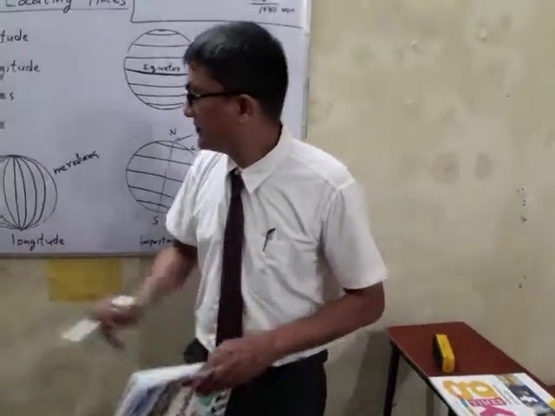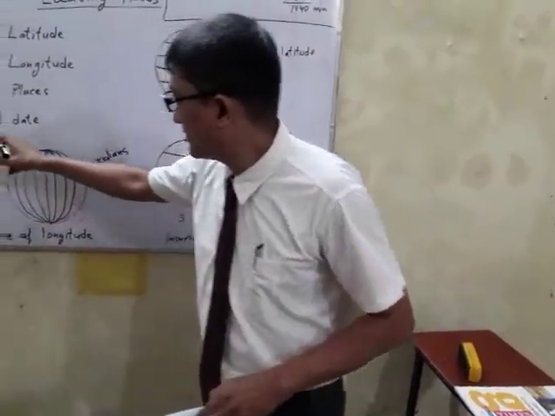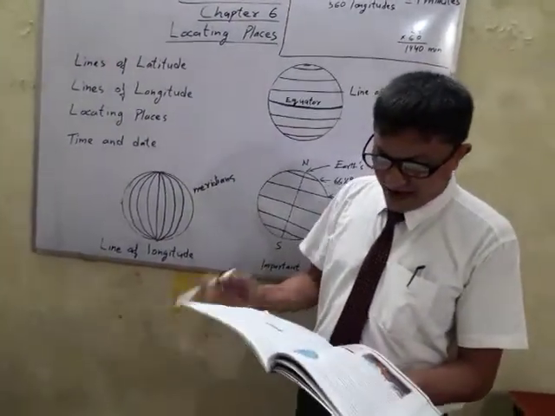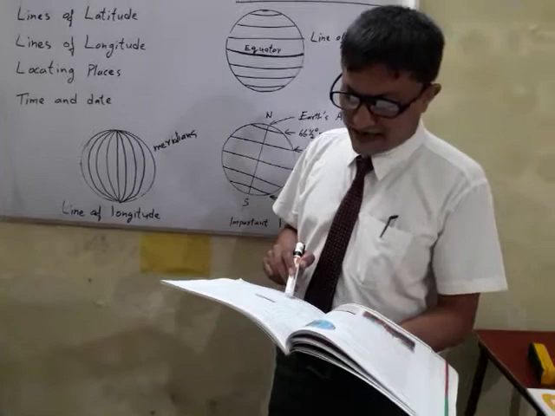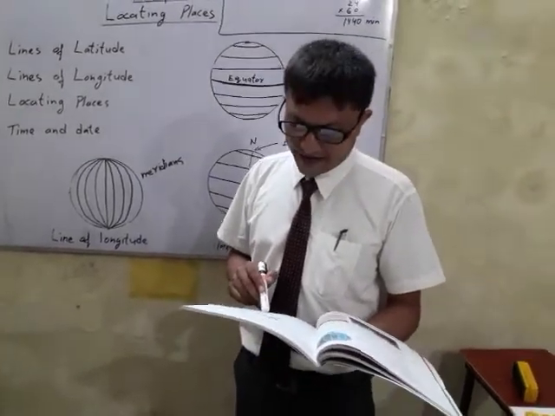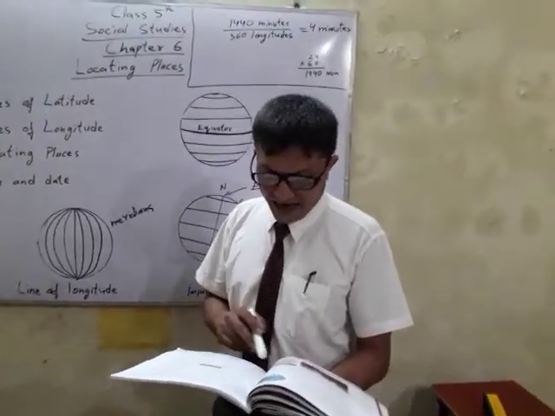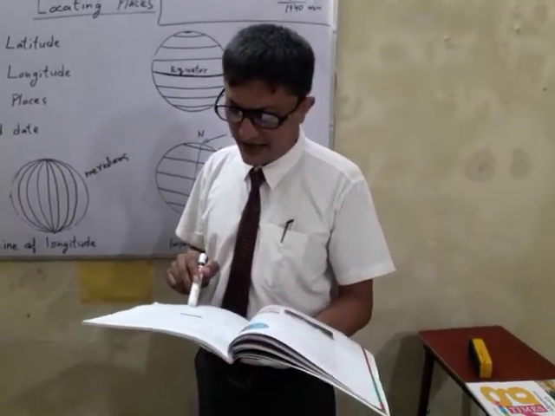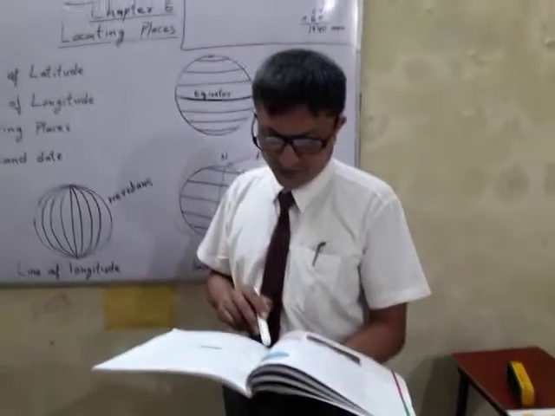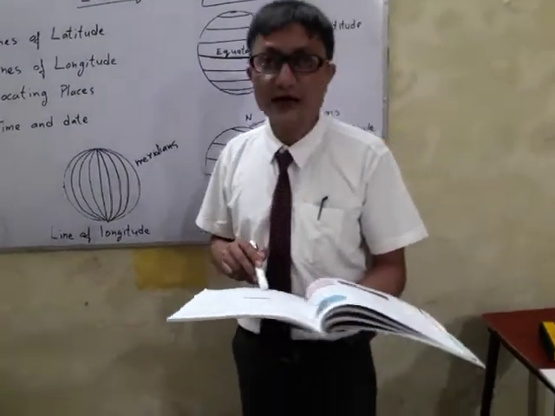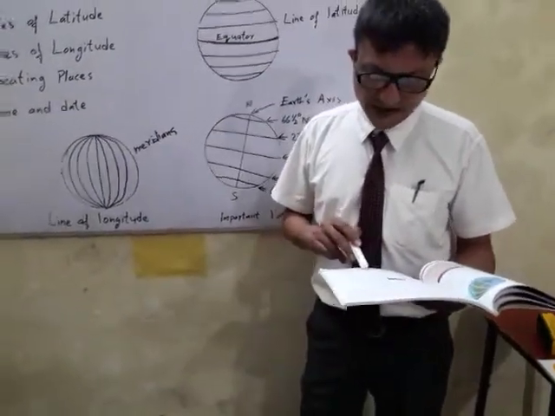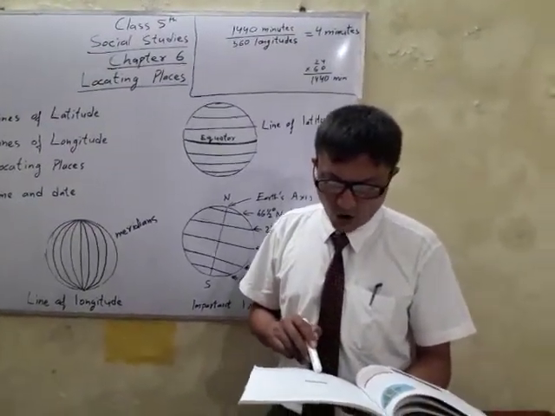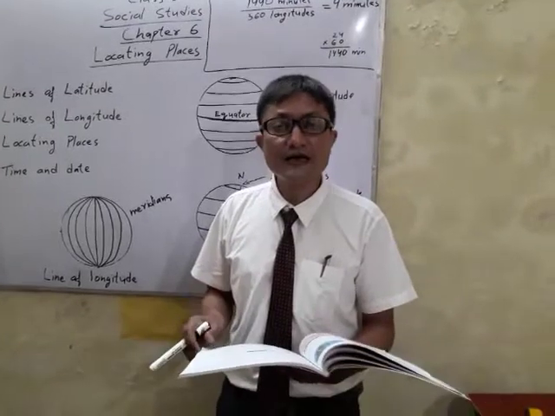Our next point is date and time. The 180 degree longitude is the International Date Line. Each calendar day starts and ends here. Places to the east of the International Date Line are one calendar day behind the areas to the west of the date line. The International Date Line has been drawn in such a manner that all regions of a country remain on the same day.